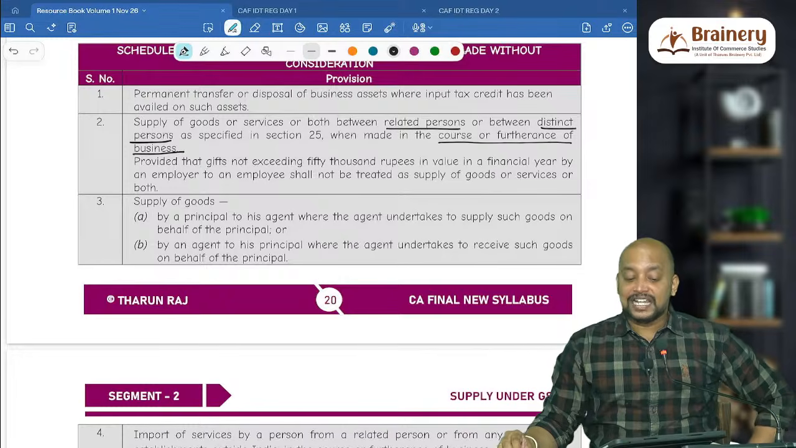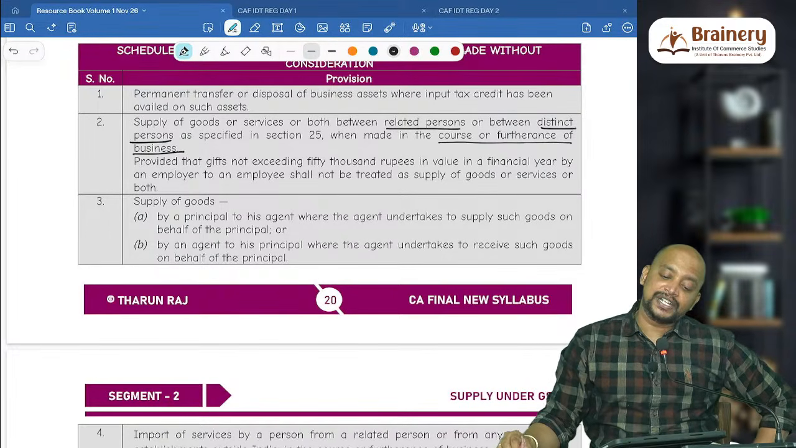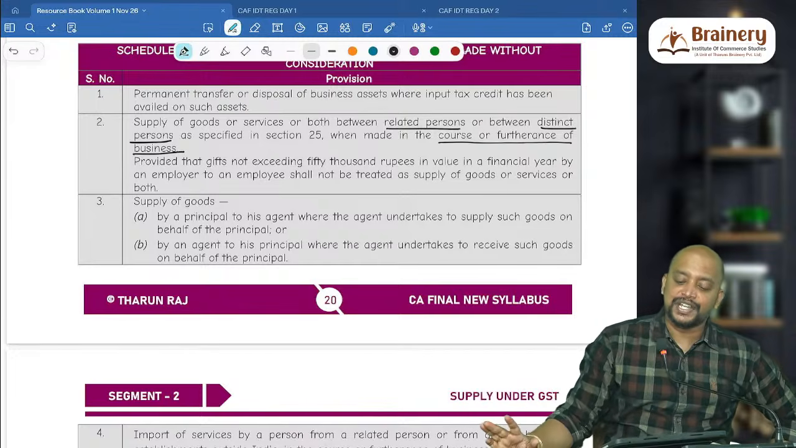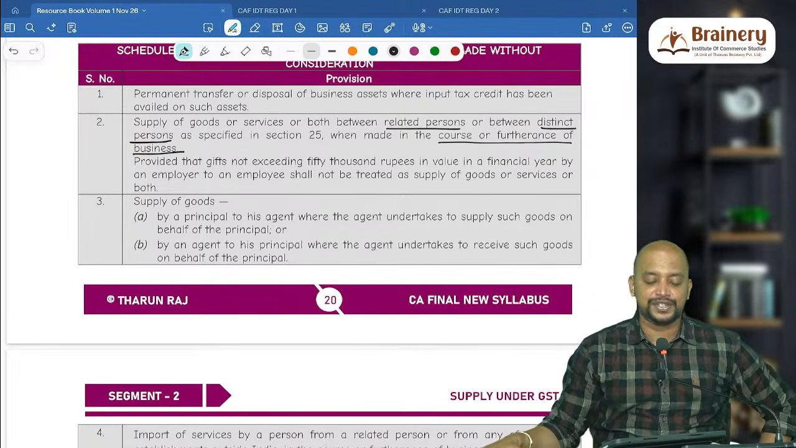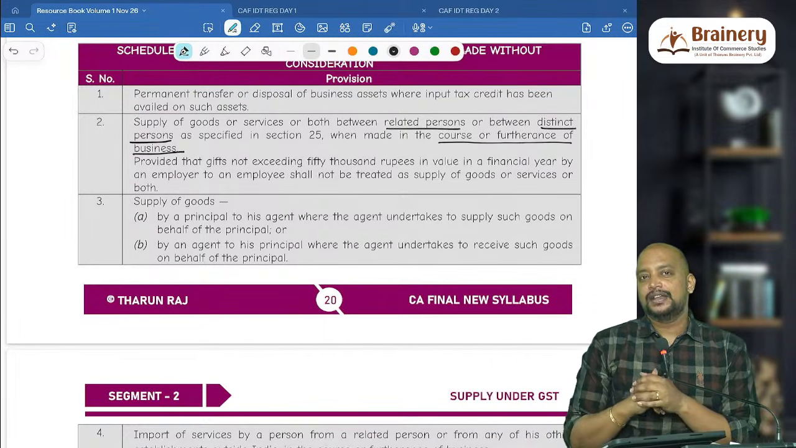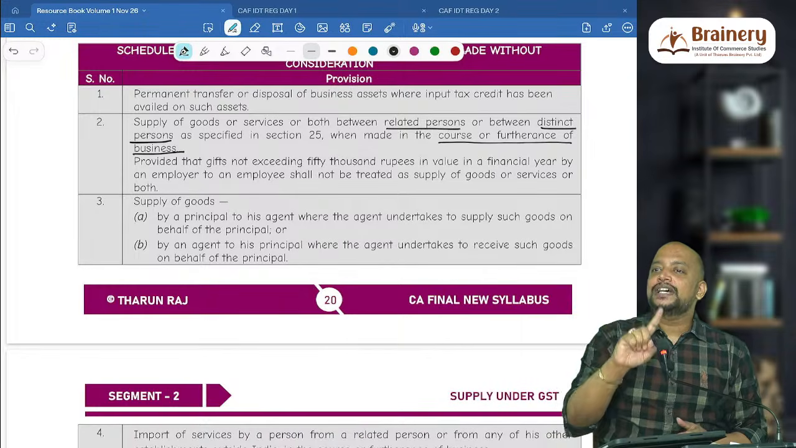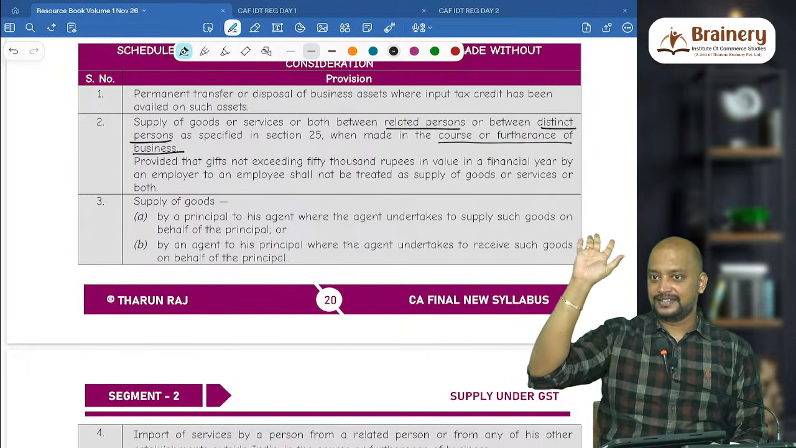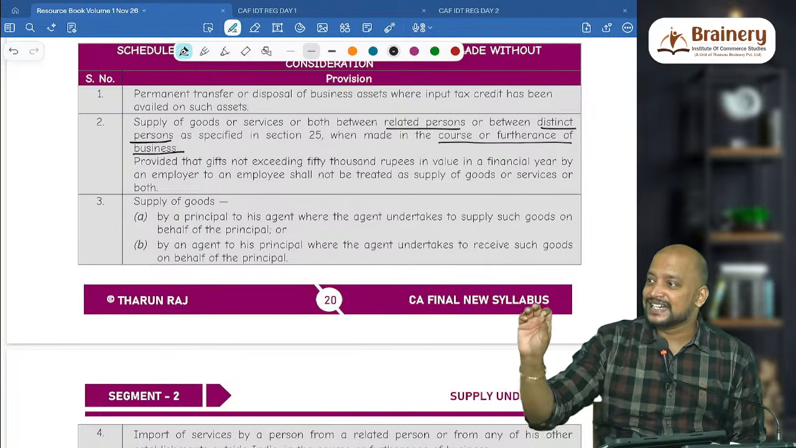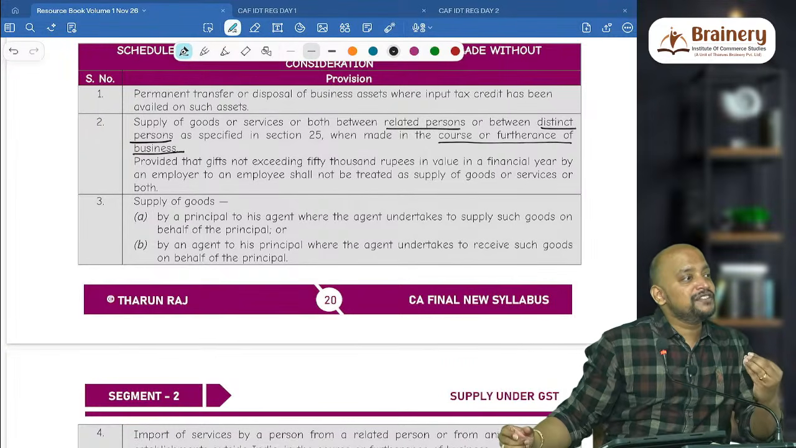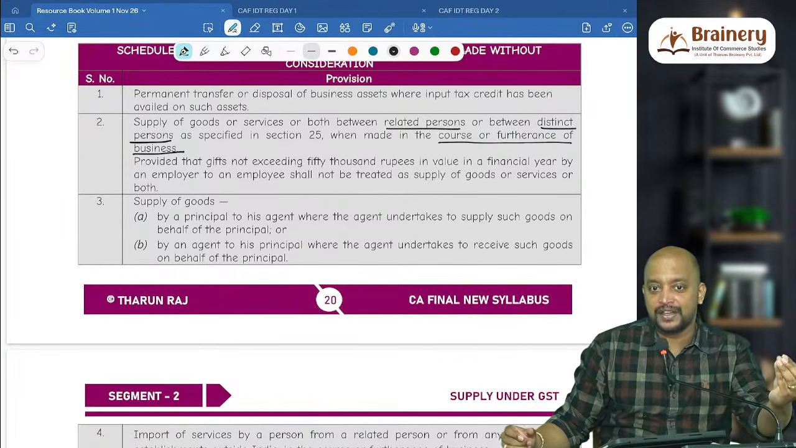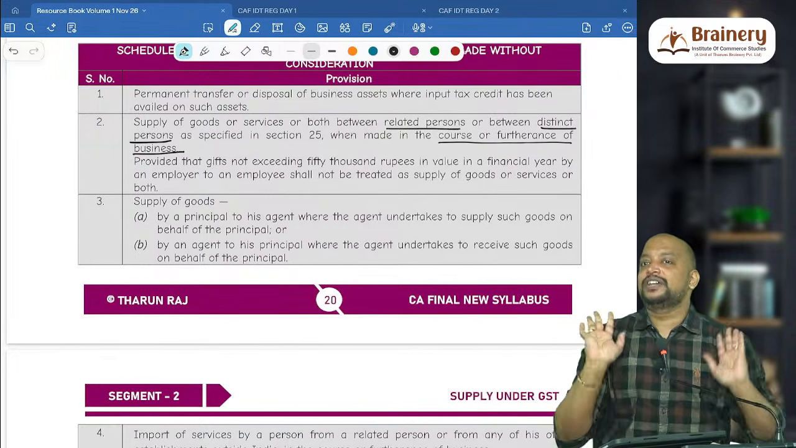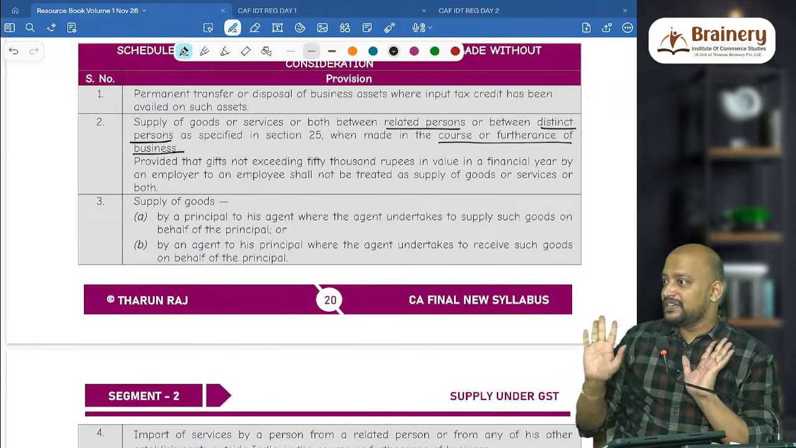Provided that gifts not exceeding 50,000 in value in a financial year by an employer to an employee shall not be treated as supply of goods or service or both. Employer and employee are treated as related. Employer will be giving gift to the employee, of course, in the course or furtherance of business. Personal, we are not touching.